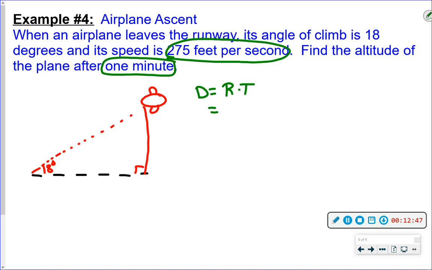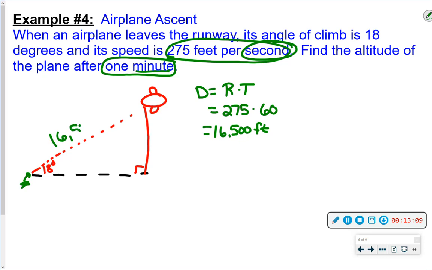So our rate, of course, 275 feet per second. Our time is a minute. Well, we got to do a little unit conversion. Seconds, minutes. There's 60 seconds in 1 minute. So I'm going to multiply that out clearly in my calculator. And I know that's plane. So from our starting point down here in the corner, the plane is now 16,500 feet for a distance.